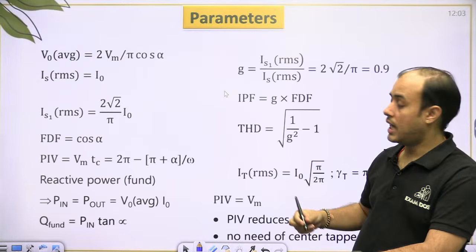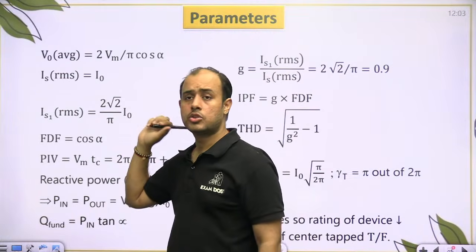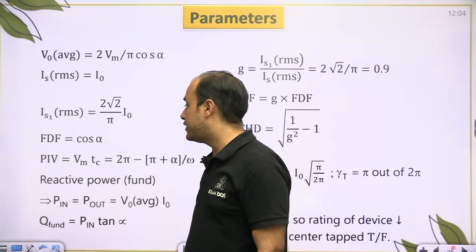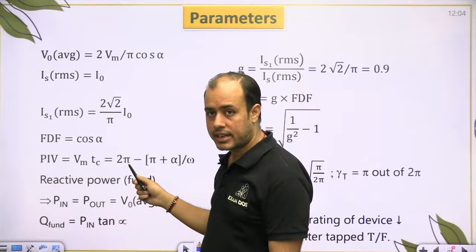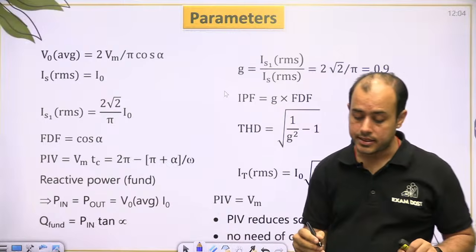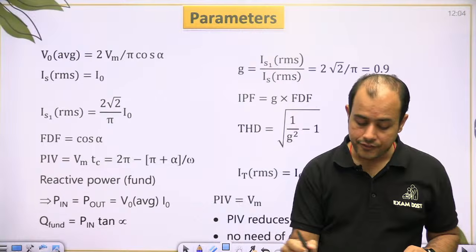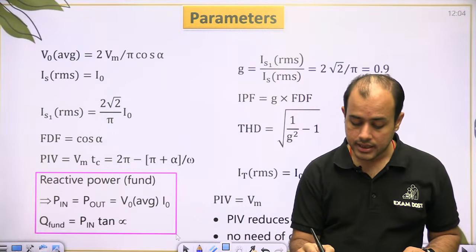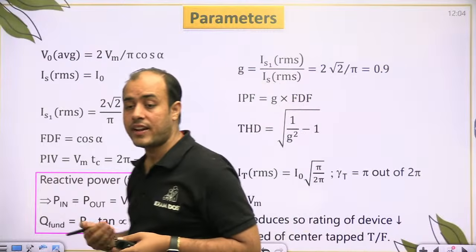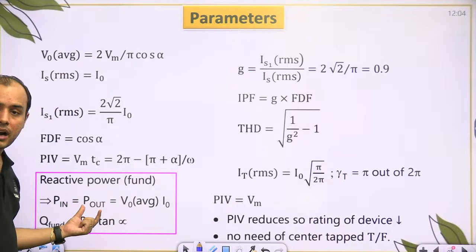Okay. So like the average will remain the same, 2 Vm by pi cos alpha. Total supply RMS, fundamental RMS, FDF, PIV becomes VM. Circuit turn off time remains the same. Reactive power. Now this is important. Once you know the FDF, you can find the reactive power. If FDF is cos alpha, that means power factor angle is alpha. So you find the real power.